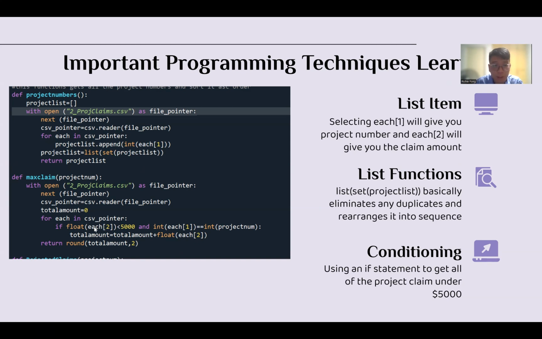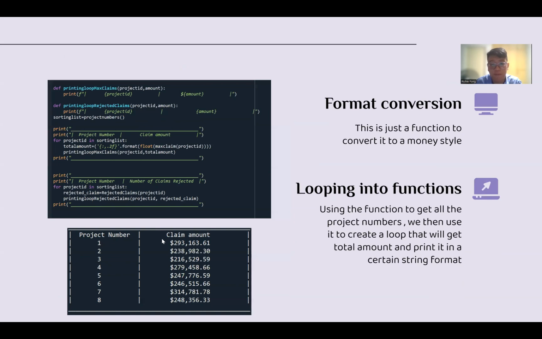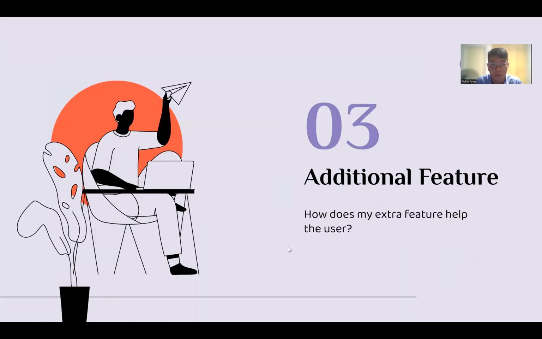So for the condition, we learn about the if statement. So this is a statement that takes only claims that are lesser than $5,000 and adds it to the total amount. So carrying on the format conversion. So we did learn in class how to convert the float into the money format. So you can see it from below. And as well, we learn about how we can use functions, and then we can loop through the functions to make the code look a bit cleaner. So in this case would be this function, and then the table below.